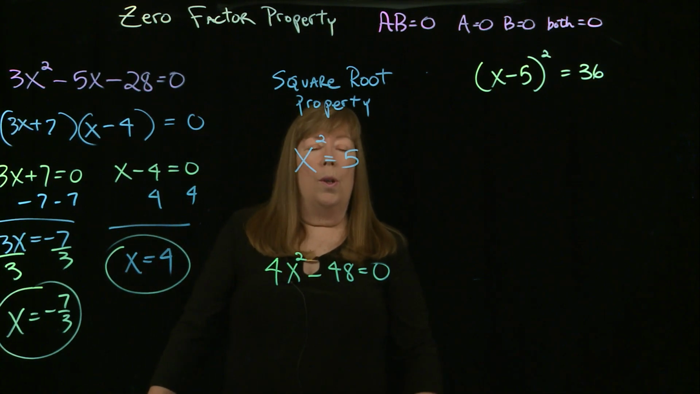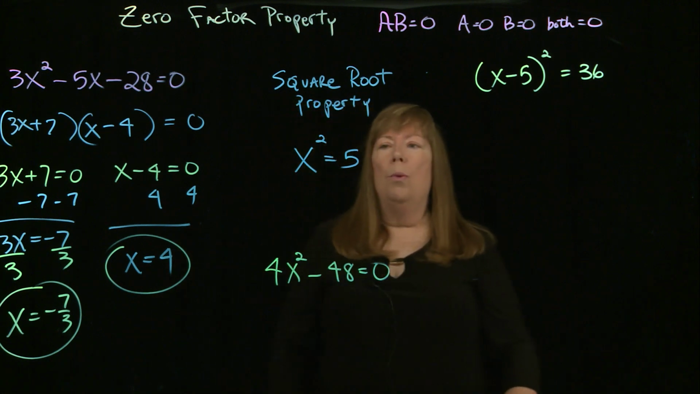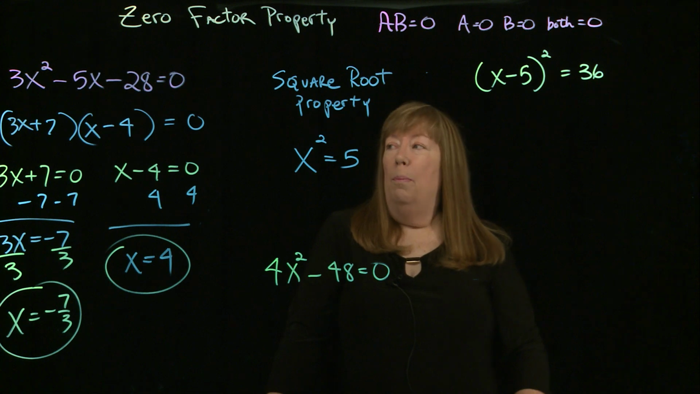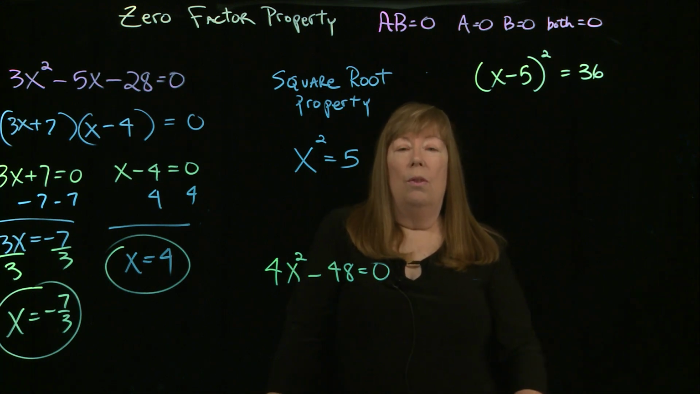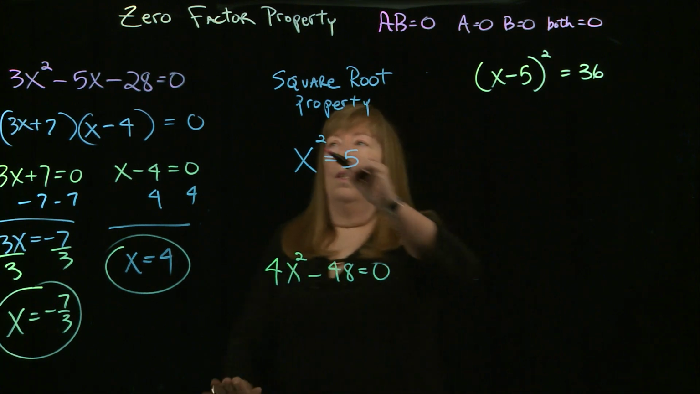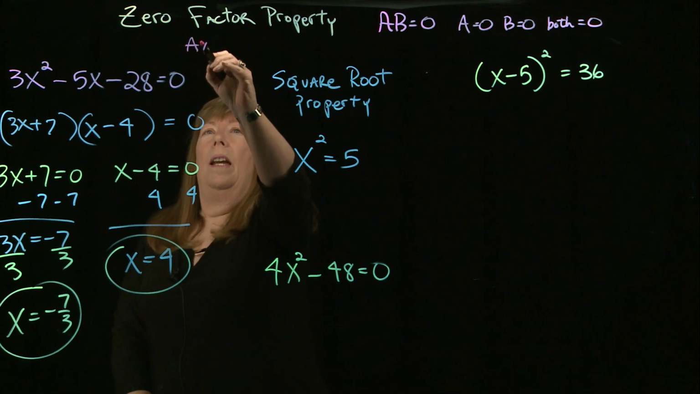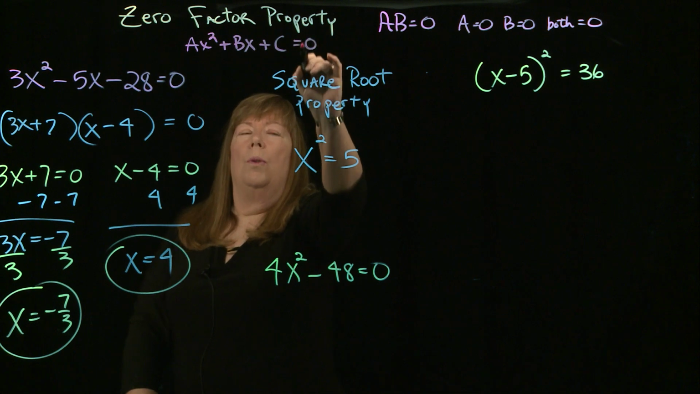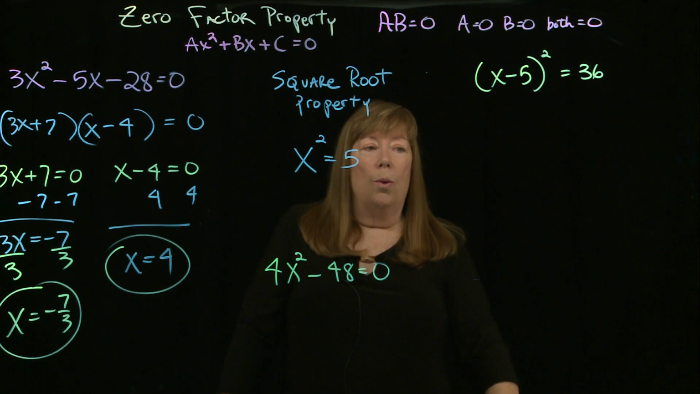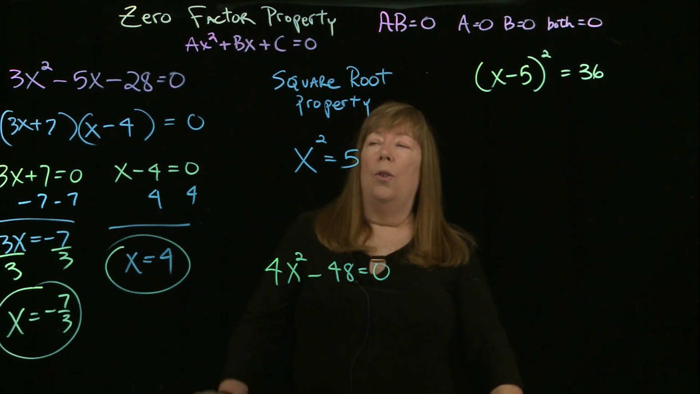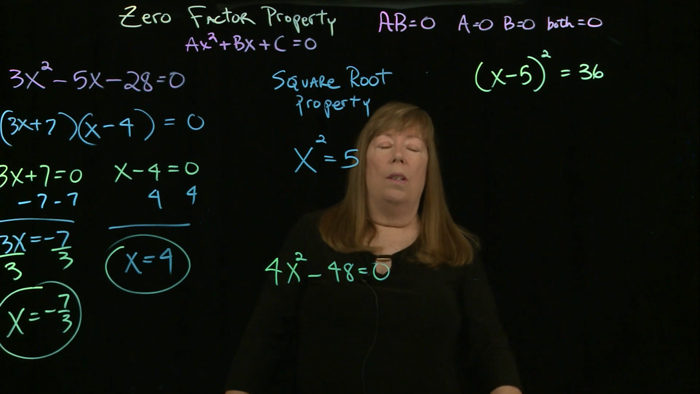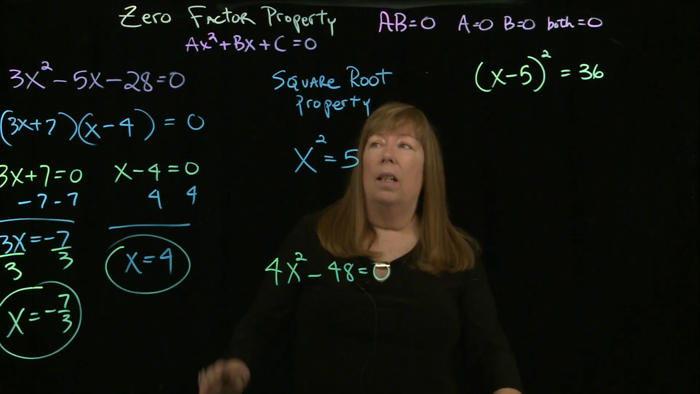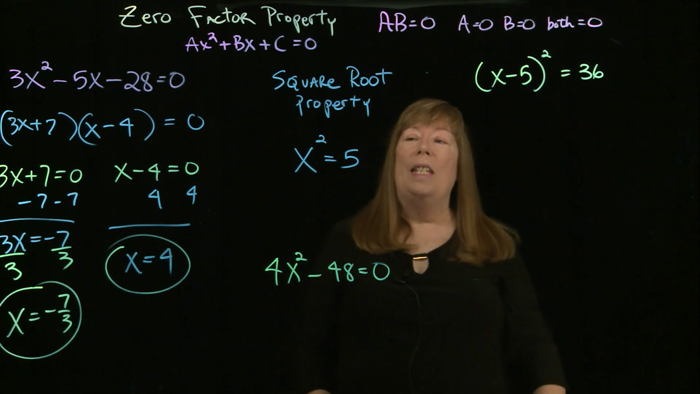Now let's look at the square root property. The square root property is used when you have a b that is equal to 0. In other words, ax squared plus bx plus c equals 0. That's the general form of a quadratic equation. When the b is equal to 0, you can easily use the square root property. Another way of saying it is when there's no single x.